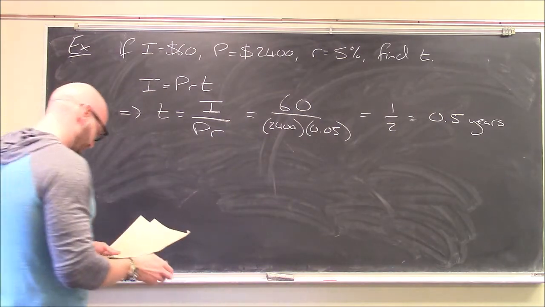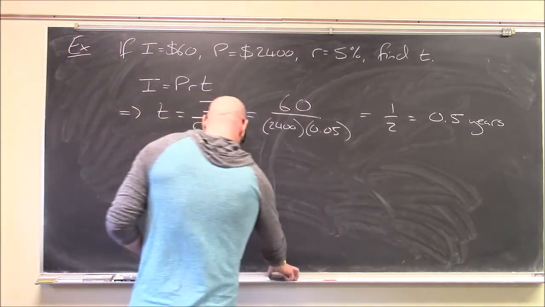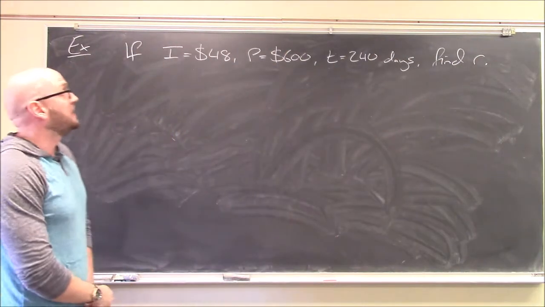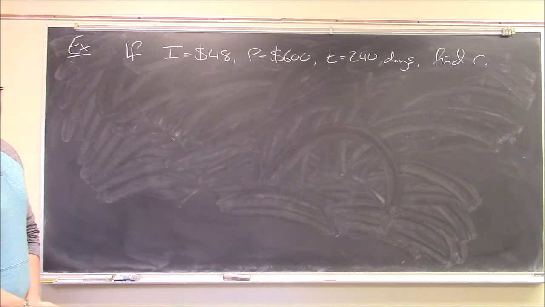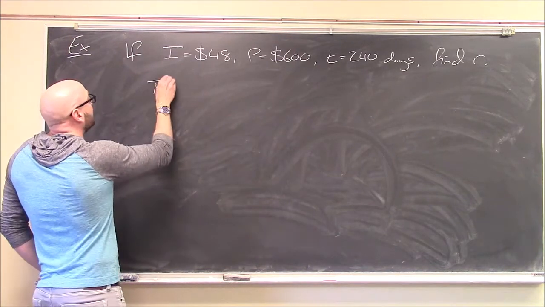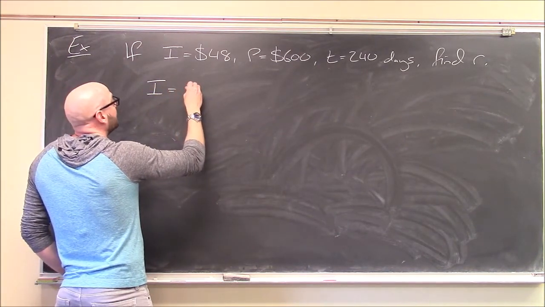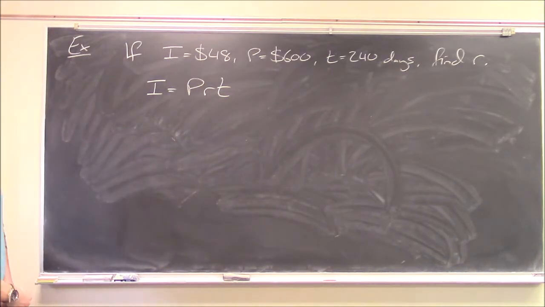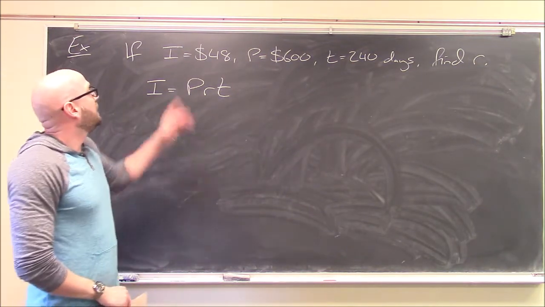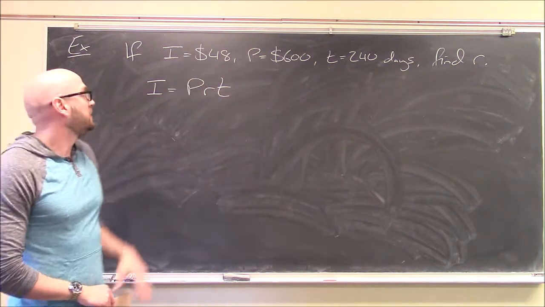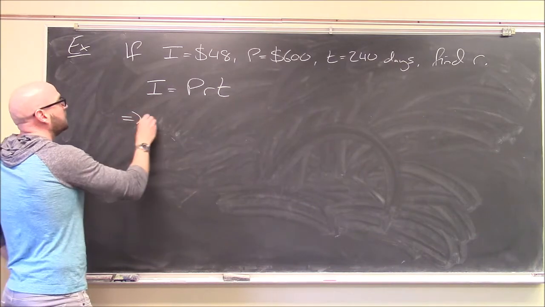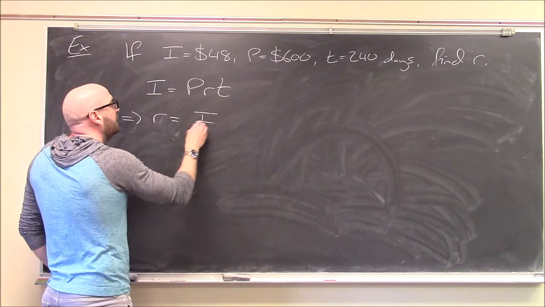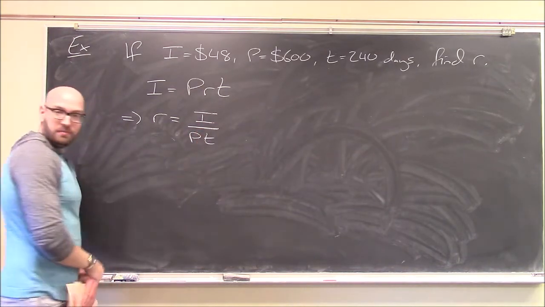I think we'll do one more. So once again, a very standard type of question. We're given 3 of the values, find the 4th one. So just to really commit this to memory, I is PRT. I like to start off with the formula every time I do these problems. I is PRT. We're given I, P, and T. The question is to find R. So we'll isolate R. We'll solve for R. R is divide both sides by P and T. R is I over PT.